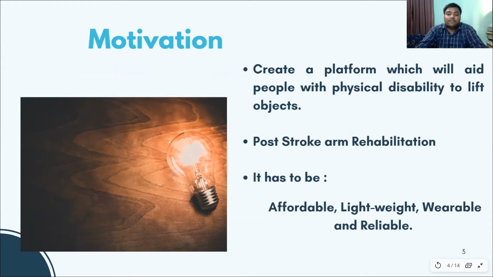First one is affordable. As we all know, affordability in Bangladesh is a major thing. Many people cannot afford a device which is quite expensive. So we would like to lower the price so that any disabled person can buy and use this device.